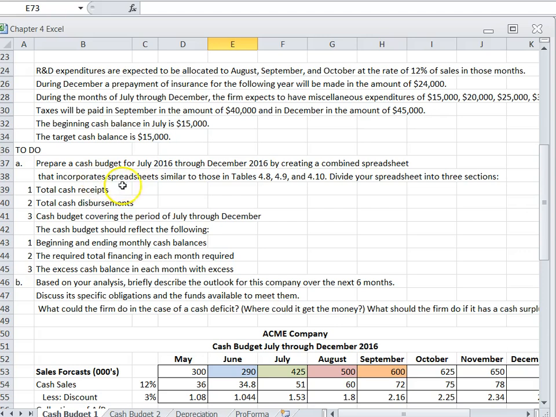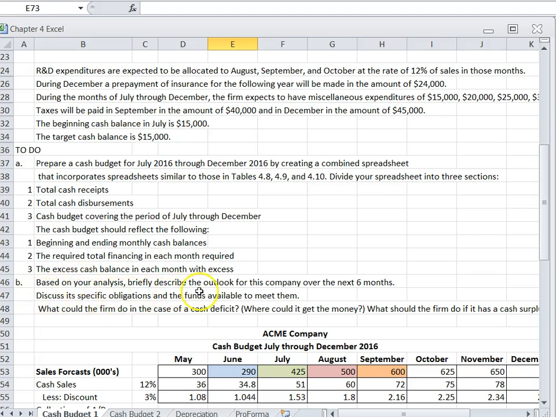All right. Incorporate spreadsheets similar to tables, okay, this is from textbook 4.8, 4.9, and 4.10. If you want to look in your textbook, these are where these tables are from. And divide your spreadsheet into 3 sections: cash receipts, cash disbursements, and cash budget. I've already done that for you. The cash budget should reflect the beginning and ending monthly cash balances, the required total financing in each month, and the excess cash balance in each month.